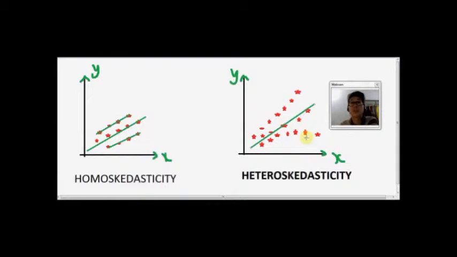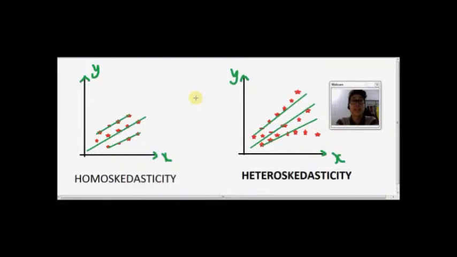If I were to fit an error line, it doesn't represent a straight line. It is a slanted line to represent the error. It indicates that my errors are increasing along my x variable.